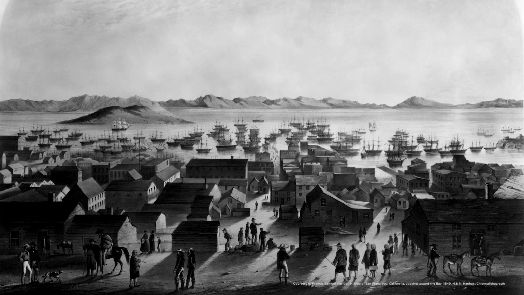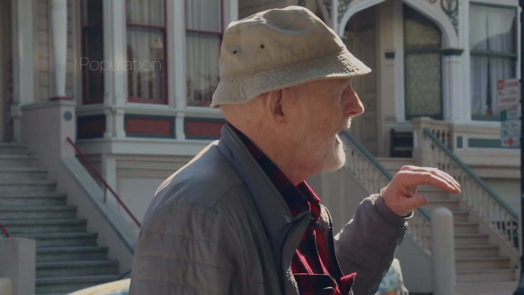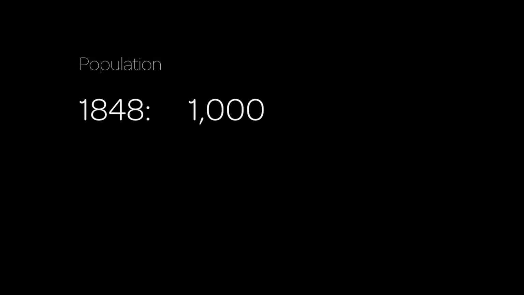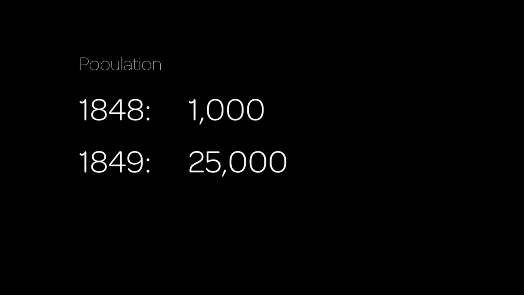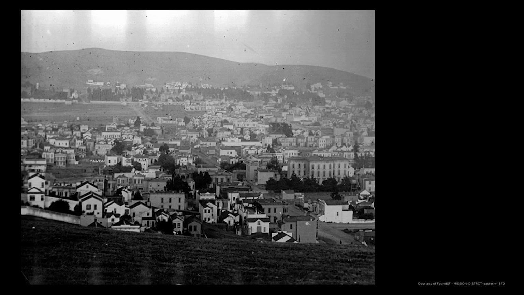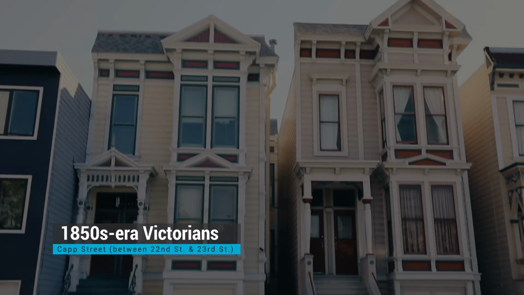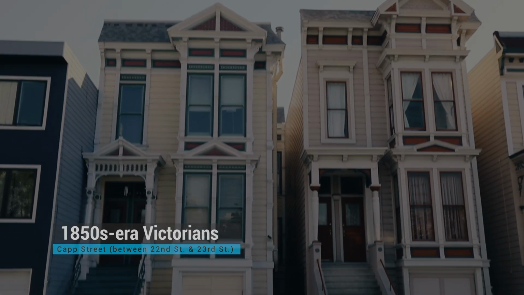San Francisco became a very important commercial city during the gold rush. By the end of 1849, the population had grown from 1,000 to 25,000, and then within 10 years it was up to 80,000. And so it was this very rapid expansion of the city without the amenities of street trees. They were just trying to get housing built for everyone.